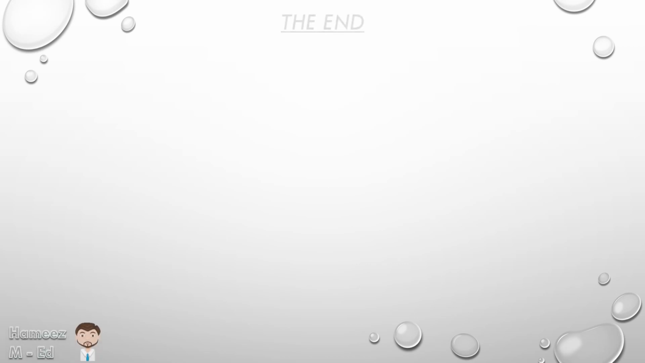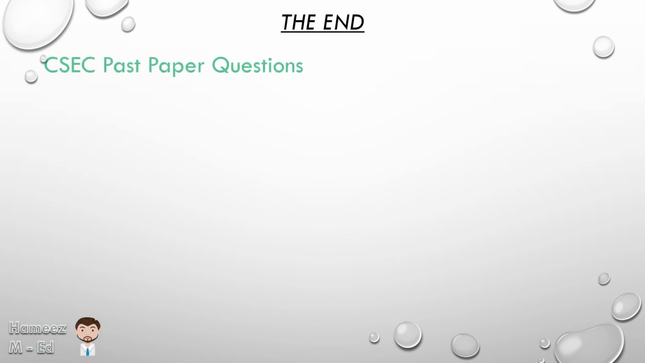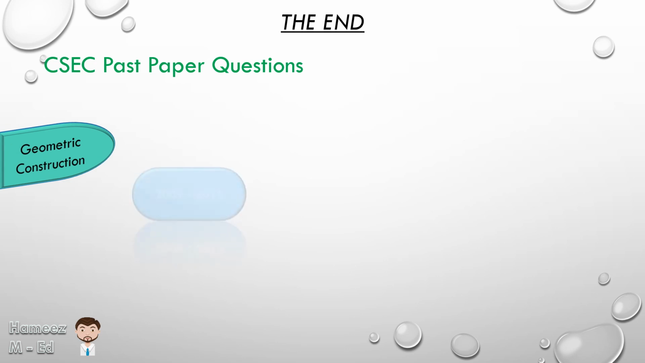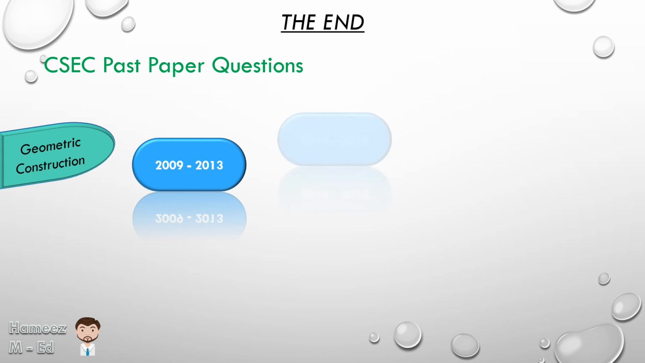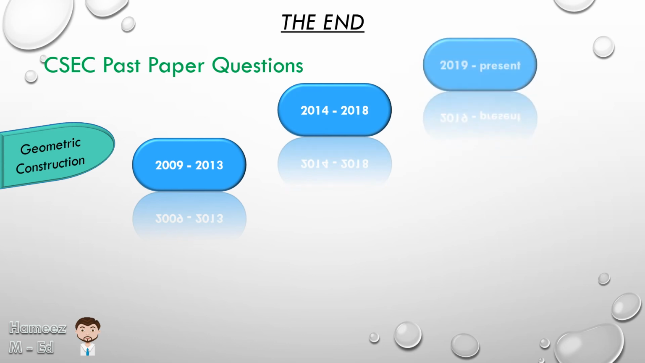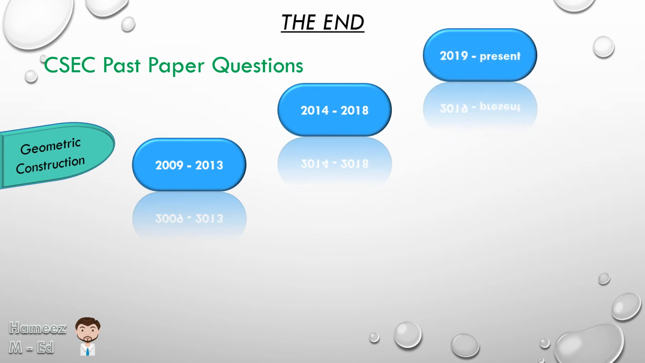This brings us to the end of CSEC past paper questions in the topic of geometric construction. Our first video looked at past paper questions from May 2009 until 2013, those 5 years. The second video for the next 5 years from 2014 until 2018, and this video from 2019 onwards.